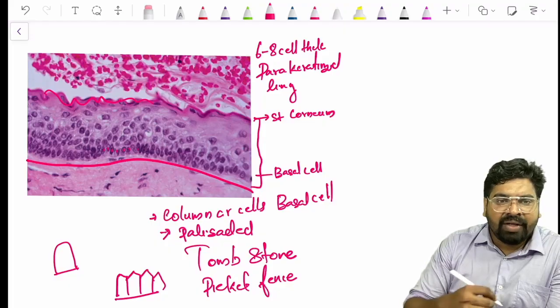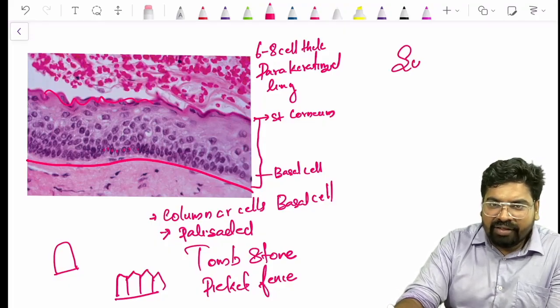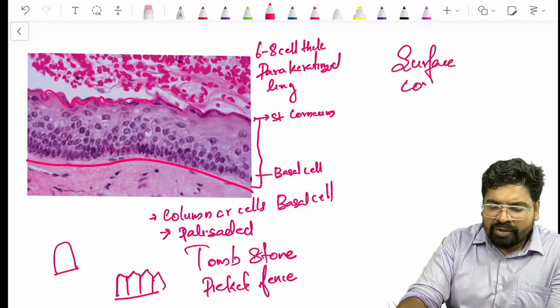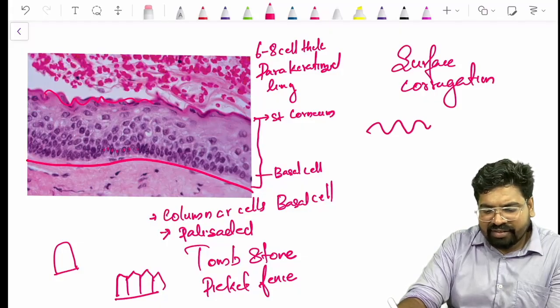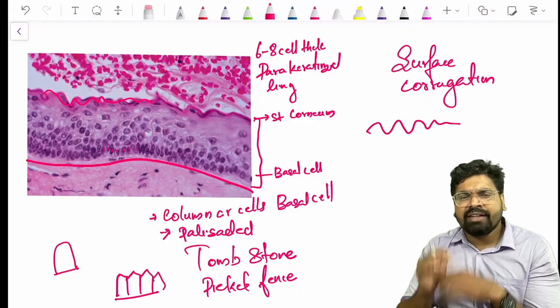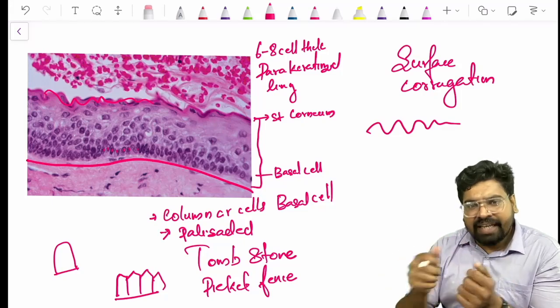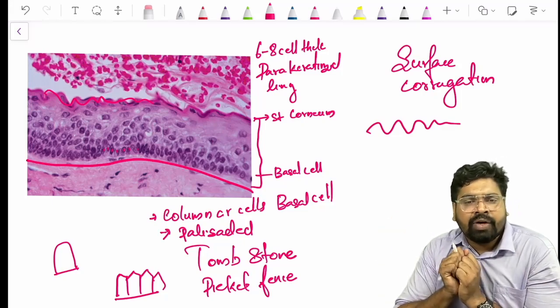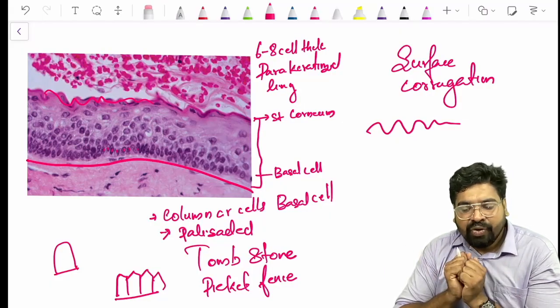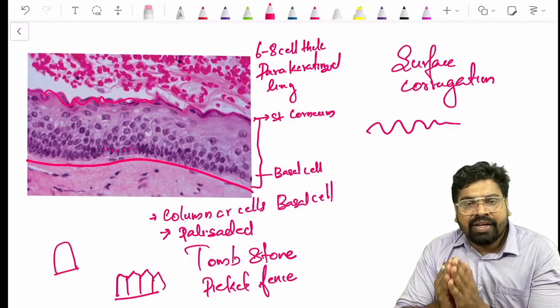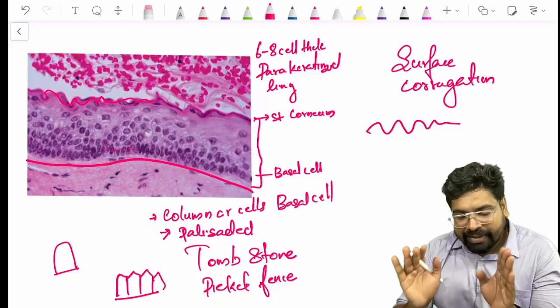And there will be surface corrugation. You see the surface is corrugated. Surface corrugation means the surface is not smooth and flat. It is wavy like this, right? The surface is corrugated, and this lining is very fragile. It can easily detach from your underlying capsule. So this is the feature of the lining of your OKC. Now I hope you understood the lining.